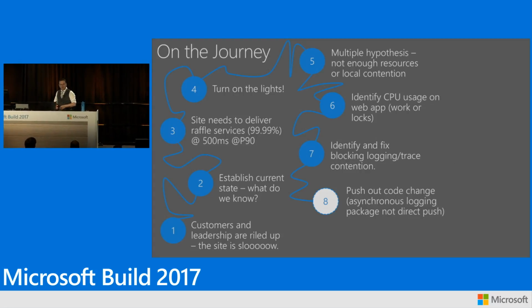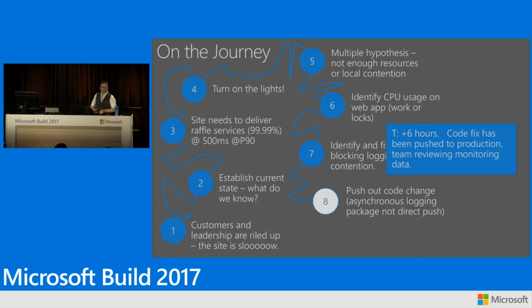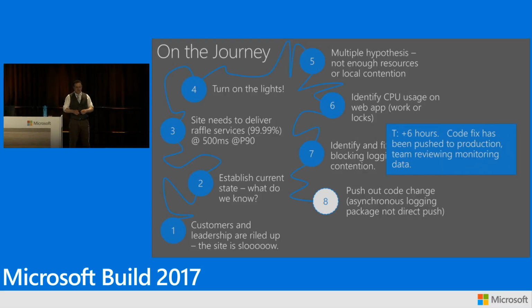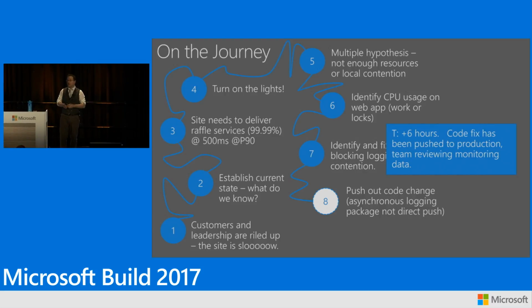All right, so we're 6 hours in, our code fix has been pushed to production, and the team is reviewing the monitoring data. There's another engineering system hidden in here. How long does it take you to go from a change in your repo to a production push out with all the checks and balances? If it's like 5 to 10 minutes, awesome. If we think it's a day, okay, maybe that's okay, maybe it's not.